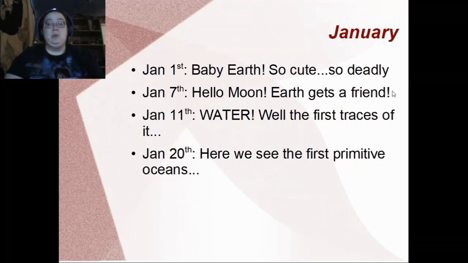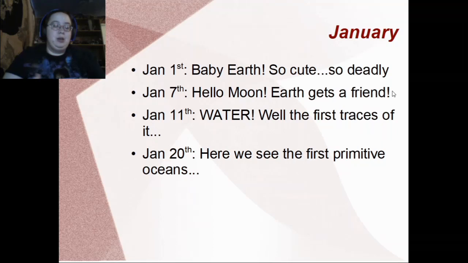On January 7th, a Mars-sized object collides with Earth and gives us our moon. Yay! Hello, Luna, we have a friend. There are a couple of different ways that we figure this happened, but we're pretty sure that the object, whatever it was, whether an asteroid or a meteorite or even another protoplanet, slammed into us, and the ejecta that got removed from our planet is what formed our moon. Three days later, January 11th, we have water. Well, the first traces of water.